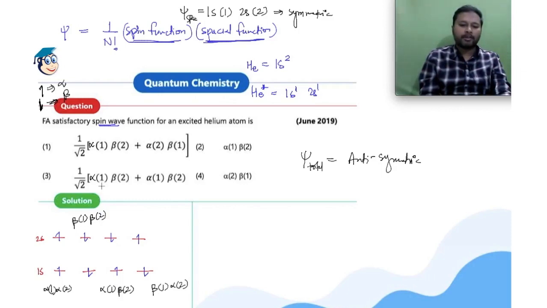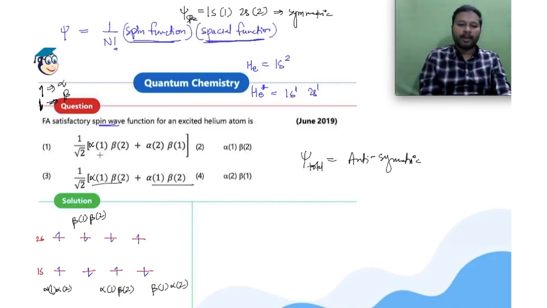Now if you look at option 3, you might think, why is this one not correct, because both of these parts are the same, alpha 1 beta 2 and alpha 1 beta 2. That means both of these are the same states. You cannot add two same states and make it antisymmetric.